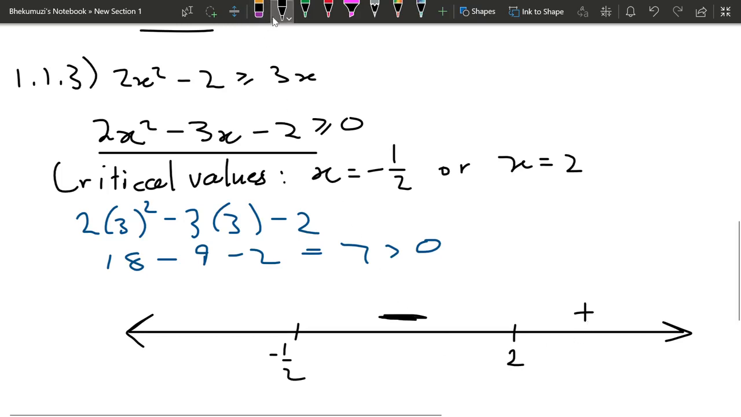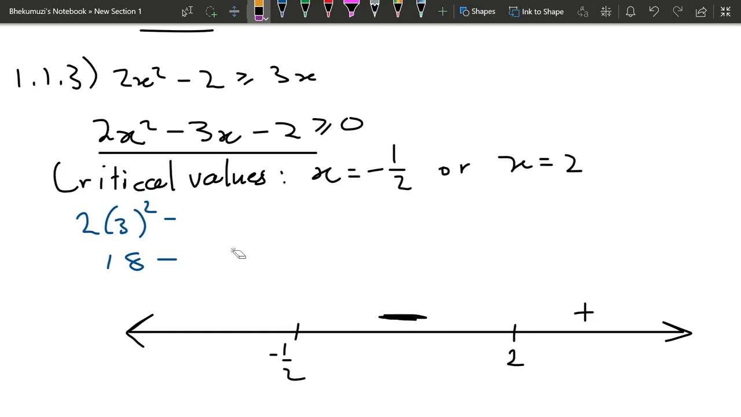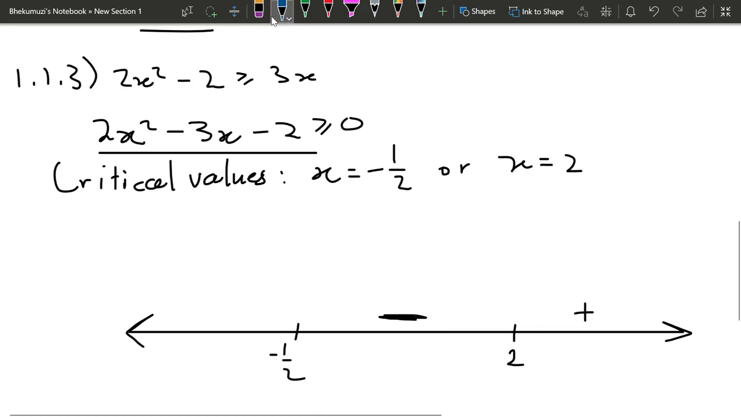And then you do the same thing again for anything that's smaller than minus half, or minus 1 over 2. Anything smaller than minus 1 over 2 will definitely give us a positive value, right?